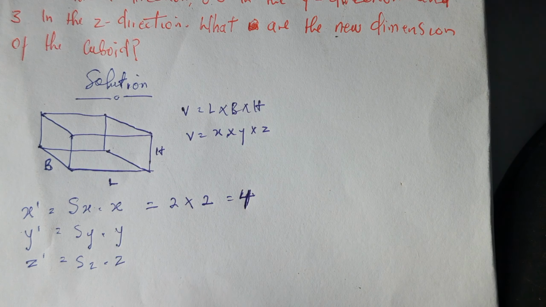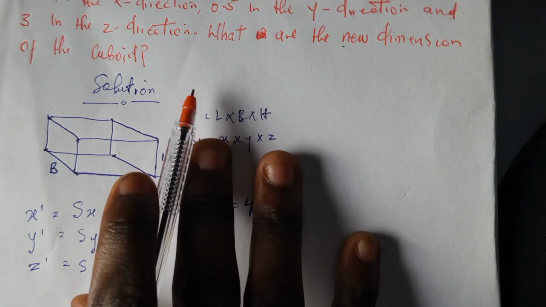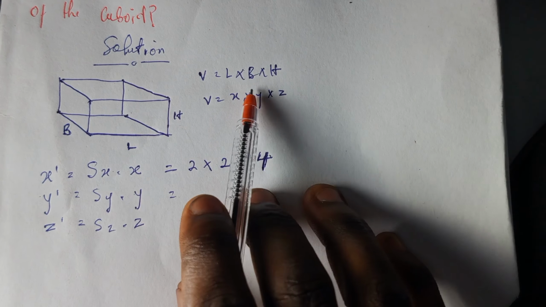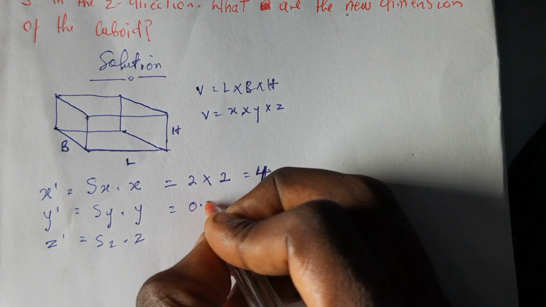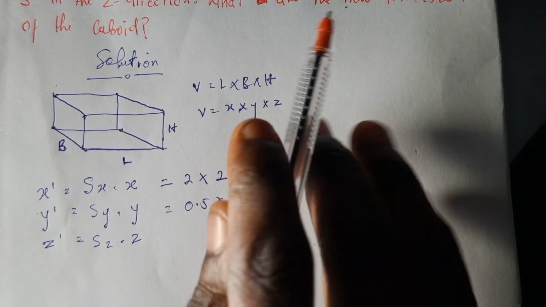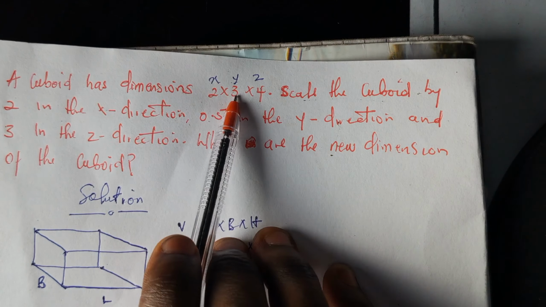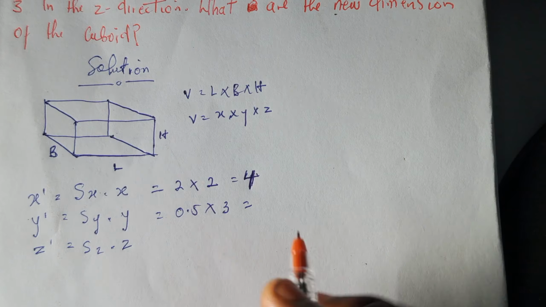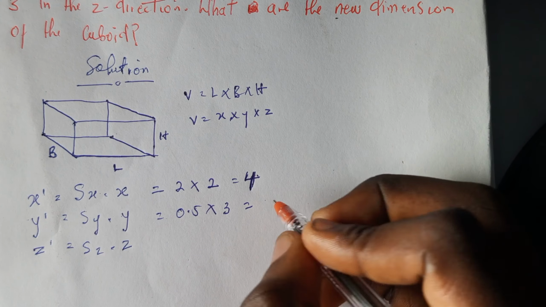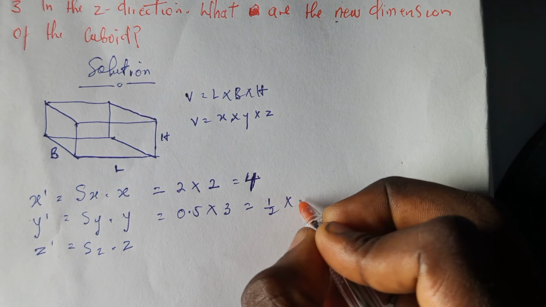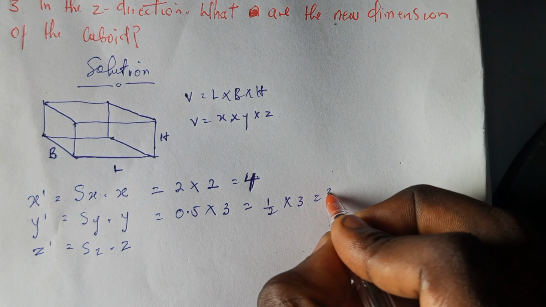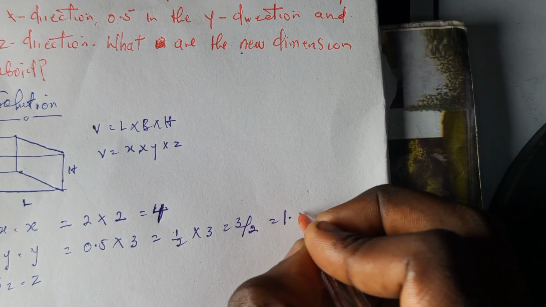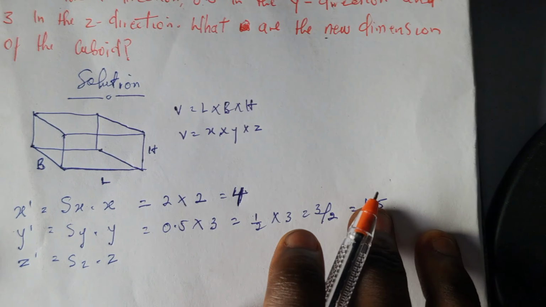Next we look at the scale factor of y. The scale factor of y is mentioned here already: 0.5. So this is 0.5 multiplied by my y. My y is 3. So we have 0.5 times 3. That's 0.5 is 1 over 2, times 3, which is 3 over 2. That's the same thing as 1.5 in decimal form.